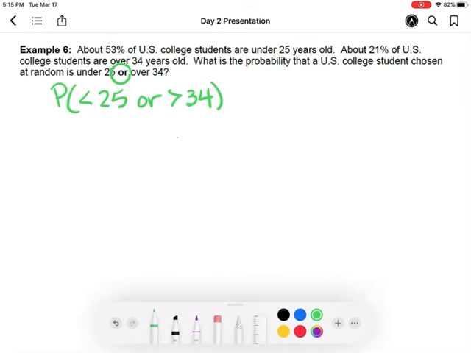So are these events mutually exclusive? What do you think?